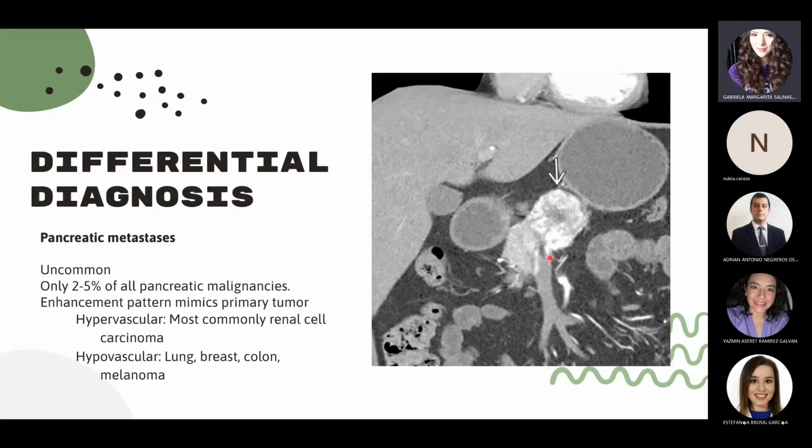We can see here in this image an avidly enhancing pancreatic mass in a patient with a history of prior nephrectomy for renal cell carcinoma. The characteristic appearance for a renal cell carcinoma metastasis.